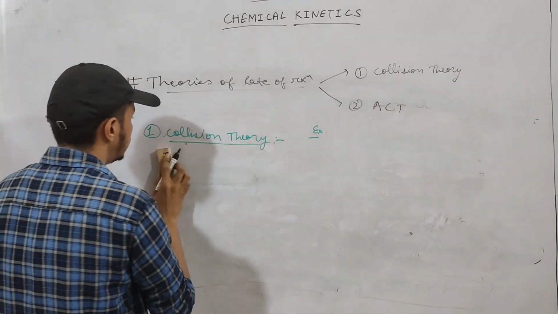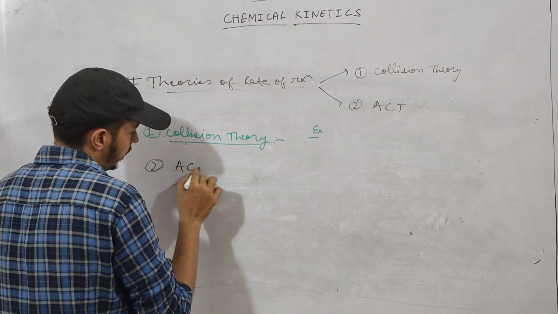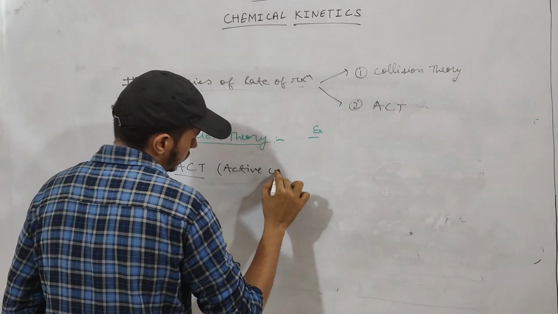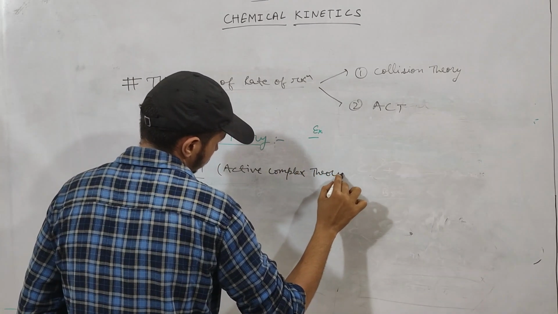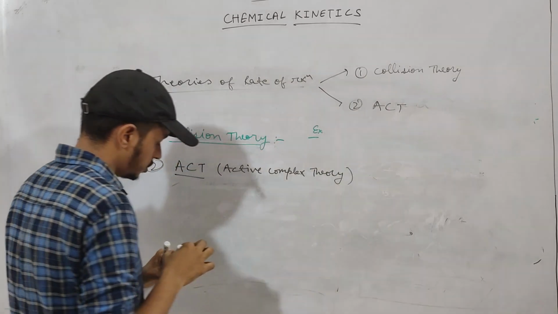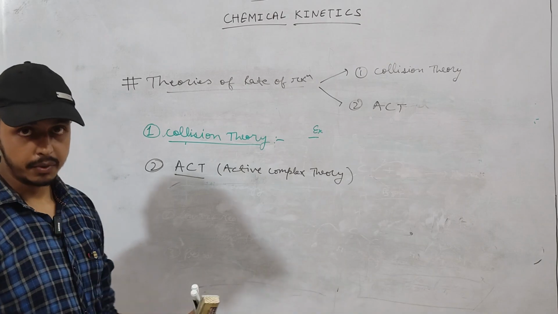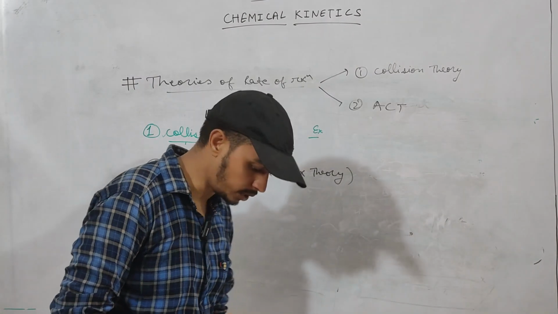Second theory is ACT, which is called activated complex theory. In this theory, when reactant is converted into product, an intermediate is formed, and this intermediate has more energy than the reactant and product molecules.